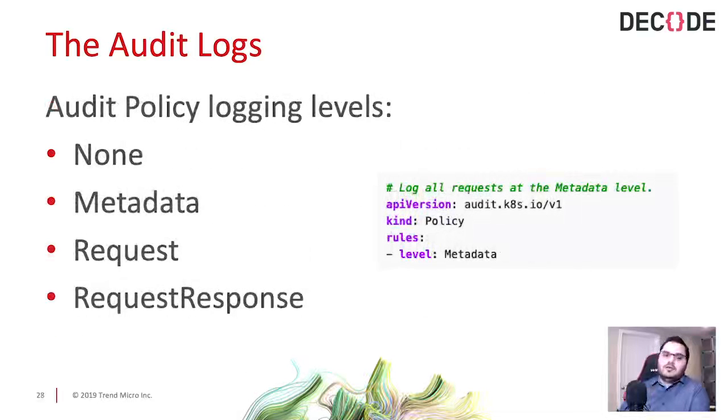So for the audit policy, you have four logging levels. You have the none, which doesn't log anything. You have the metadata, which only logs request metadata, not the request or response body. You have the request audit logs, which logs the metadata and the request body, but not the response. And you have the request and response logging level, which logs the event metadata, the request and response body.